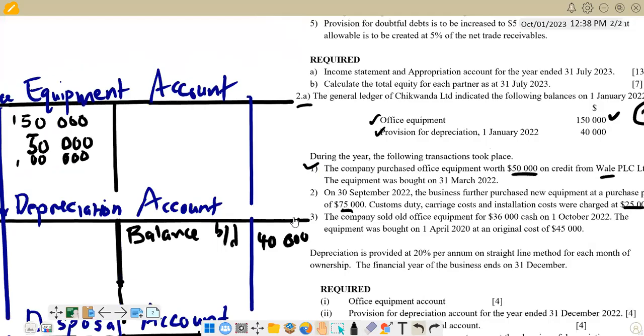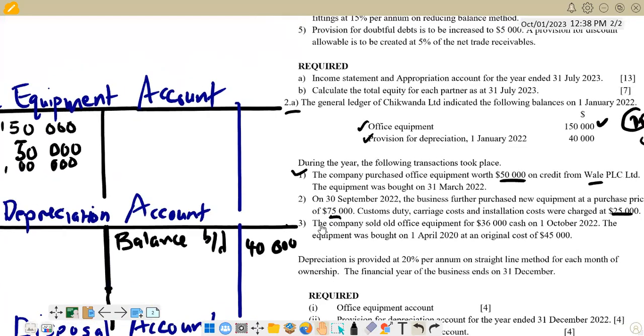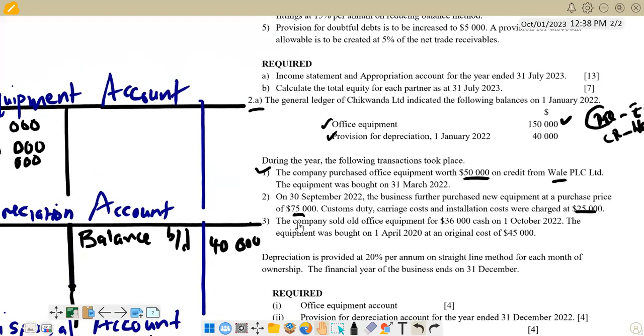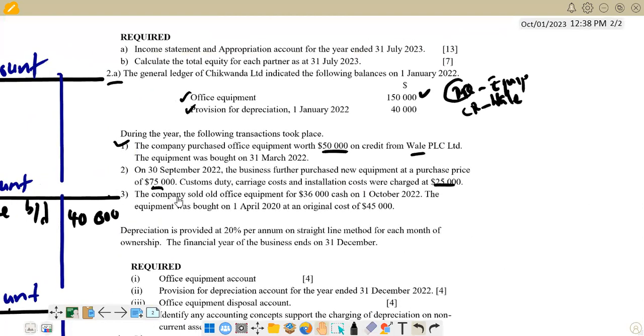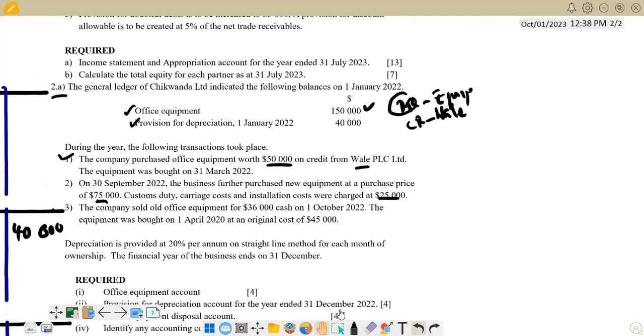Now on number 3, the company sold office equipment for $36,000 cash. So the first one, selling for $36,000 cash, is the one we want to look at. Let's put the double entry there for what happens when a non-current asset is sold for cash. This is disposal on cash basis.